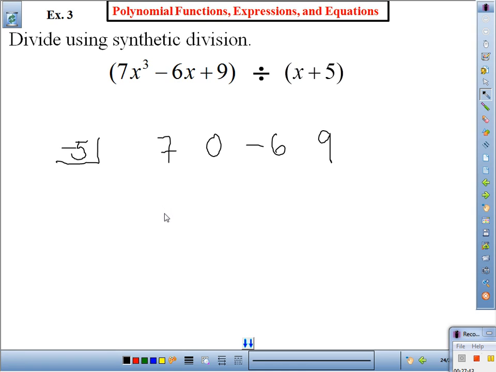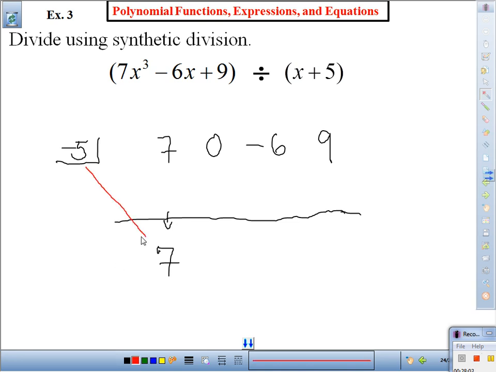Here it goes. This is synthetic division. No variables, just numbers. I take the first term, I bring it down, and it's no longer in the x cubed spot. It becomes an x squared spot, but here it is, 7. Now I'm going to multiply this number and write the answer right here. What is negative 5 times 7? Negative 35. From there, I'm going to combine these two, and I get this following number. So what is 0 and negative 35? Negative 35.